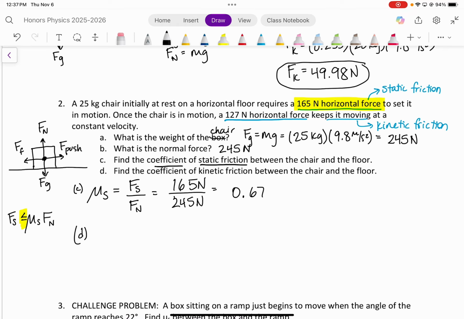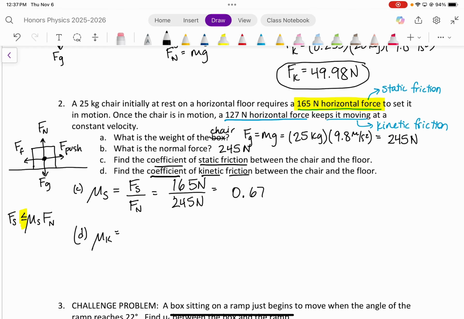Part D says find the coefficient of kinetic friction. If mu s equals Fs over Fn, what do you think mu k is going to equal? The 0.67 is the coefficient of static friction, mu s. What do you think mu k equals?